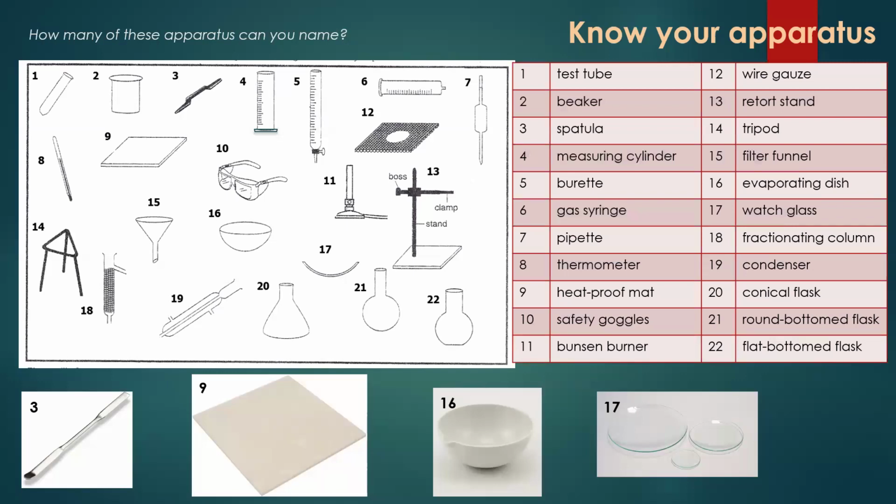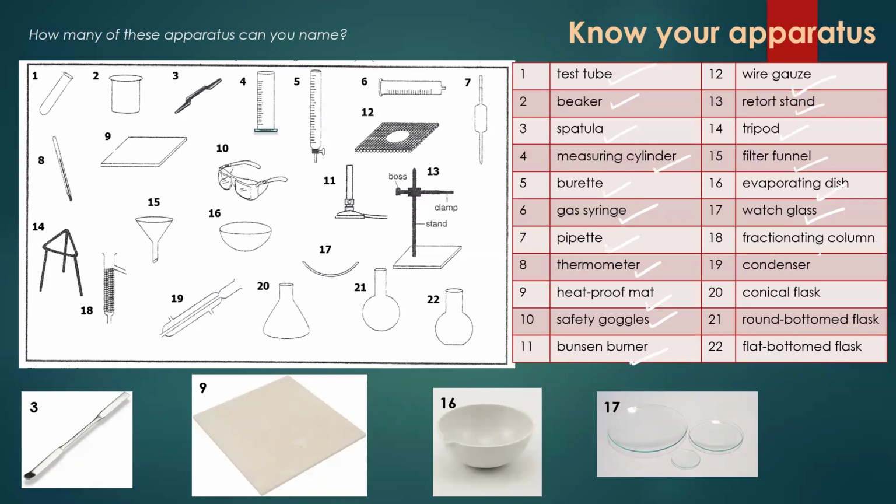So here you go, the names of these apparatuses. Number one, this is a test tube. Number two, a beaker, a spatula, measuring cylinder, then burette, gas syringe. Number 6 is a gas syringe. Then we have pipette, thermometer, heat-proof mat. Number 11 is the Bunsen burner. Number 12 is wire gauze. Then you have retort stand, tripod stand, filter funnel, evaporating dish, watch glass. All of these things you can see over here, the pictures are made.